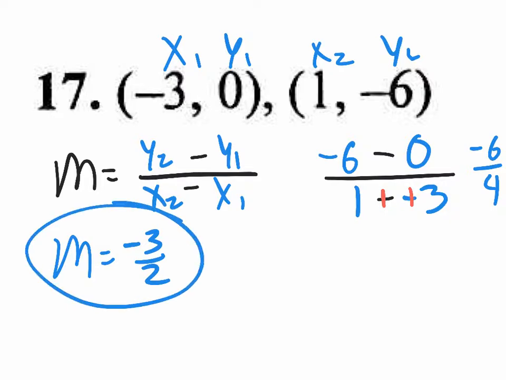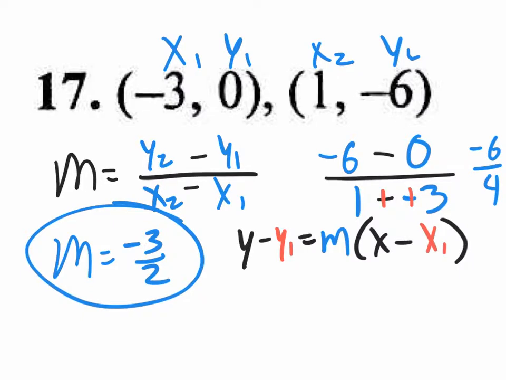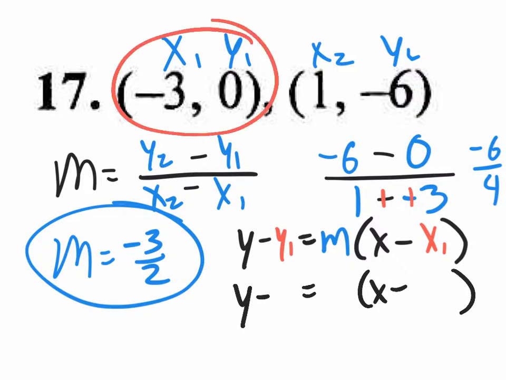Now, they do want us to write it in slope-intercept form, but what's the easiest form to write it in right now? If you have some points and you have a slope, what's the easiest form? Point slope. So you could go y minus y1 equals m times parenthesis x minus x1. So when you do this, use blank spots. Y minus blank spot equals blank spot times x minus blank spot. And you could use the x1, y1. Sure, why not? Let's use that one.